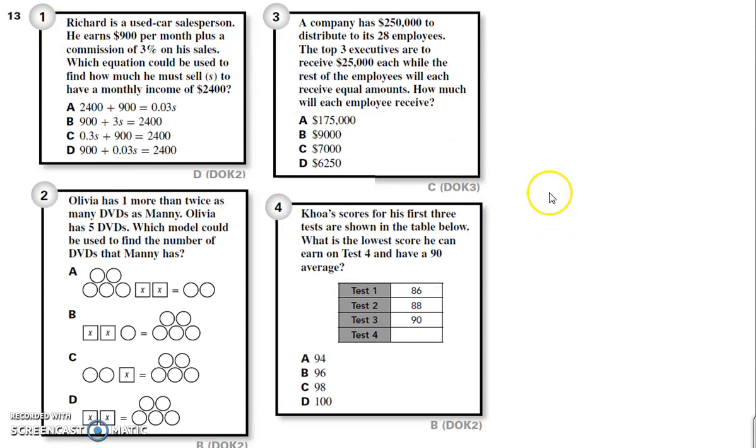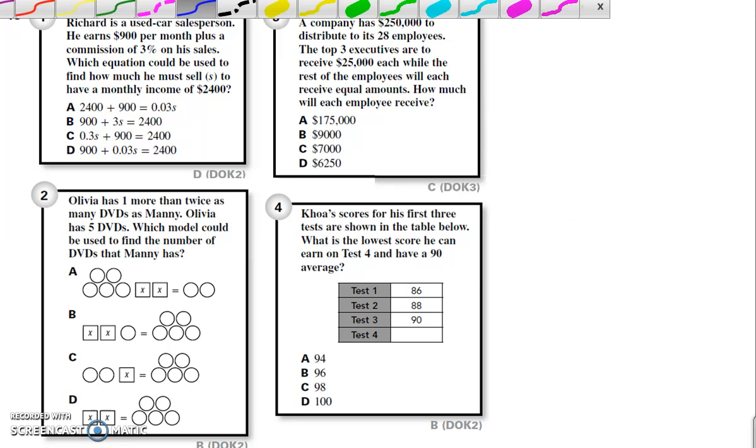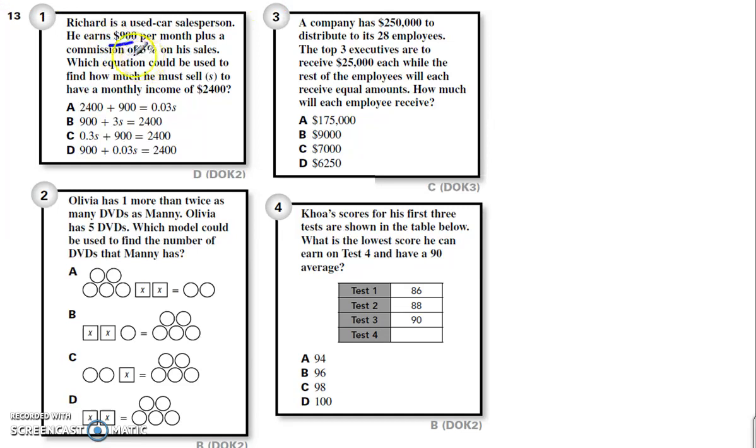Alright, number 1, he's a used car salesperson, and he gets $900 per month. That means he gets this no matter what, but then he gets a commission of 3%. Remember, very important when you're working with percent, change percents to decimals. So if it's 3%, the decimal is currently behind the 3, move it 2 places, so it needs to be changed to 0.03. That makes it pretty easy for us to find the answer. He gets this plus the 3%, so it has to be this. Okay, 900 plus the 3% commission should equal 240.